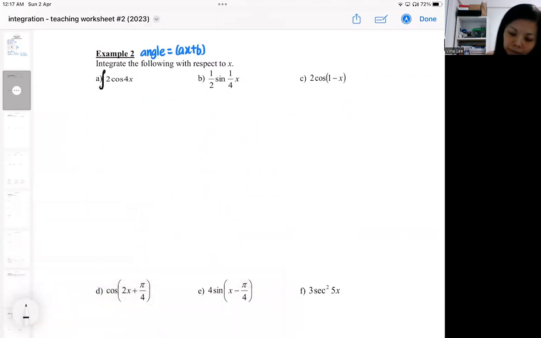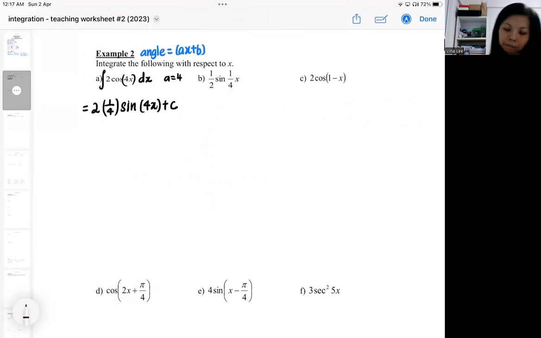Okay, so for example here, I'm going to integrate this. I notice my a is going to be 4. So maybe you want to write it at the side first. If I integrate cosine, since differentiating sine gives cosine, that means you will get 1 over a, and then a sine 4x plus c. Integrate cosine will give you a sine, but you have a 1 over a.